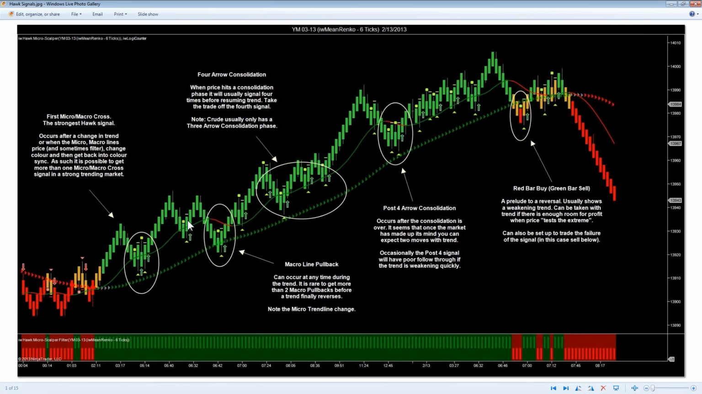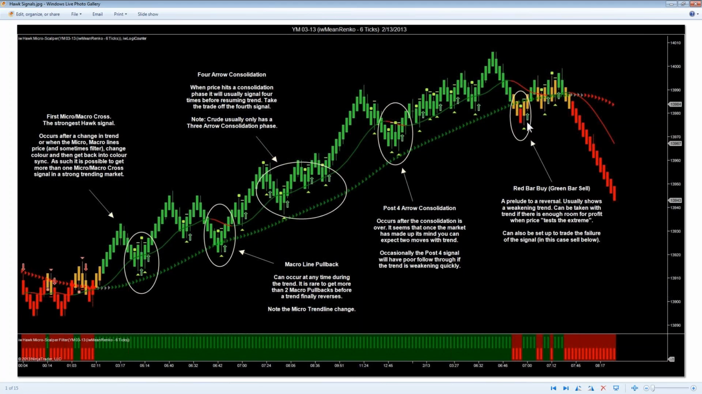Note the next signal we did not highlight because it's not a high probability signal. After that, we get the macro pullback signal. Also easy to identify because everything stays in sync except the micro line. The micro line goes out of sync. After that, we have a 4-arrow consolidation, which I just showed you occurred. Then after that, we get the post-consolidation pattern. In this case, it was also a macro pullback. Note the trend line went out of sync.